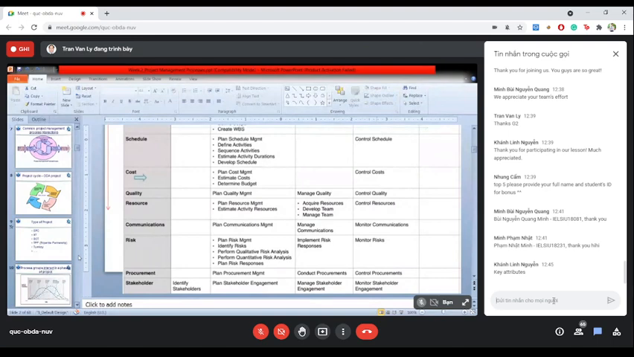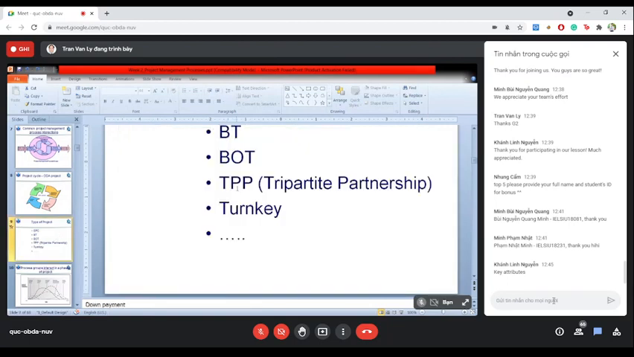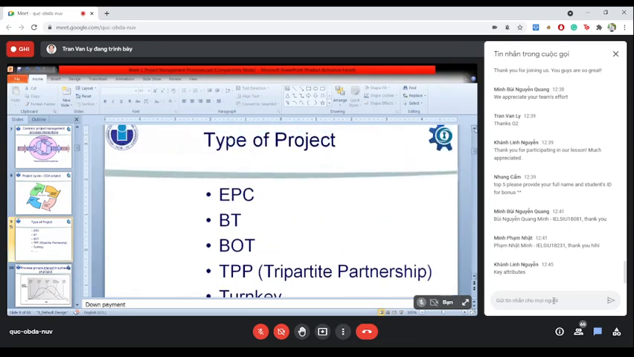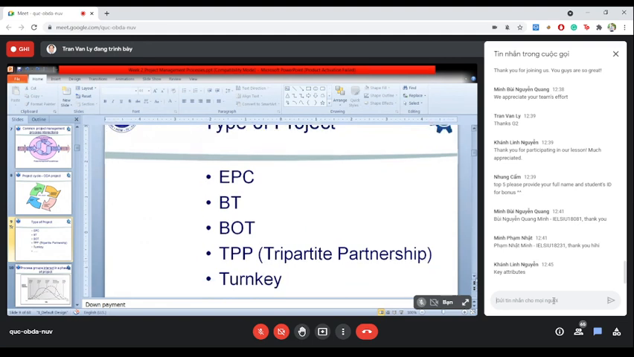A lot of things we have to pay attention to, and especially stakeholders. Okay, so I write down here some kind of project. Because you are engineers and you learn project management, but they ask you, oh, EPC, it's engineering, procurement, and construction. Now, don't worry about that.